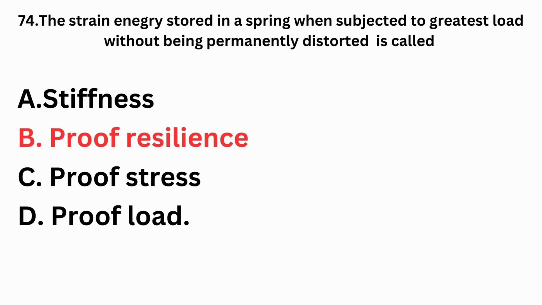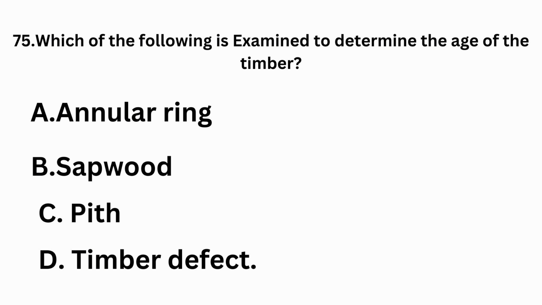Proof resilience. 75. Which of the following is examined to determine the age of the timber? A. Annual ring, B. Sapwood, C. Pit, and D. Timber defect. So, to determine the age of the timber, we use the annual ring.